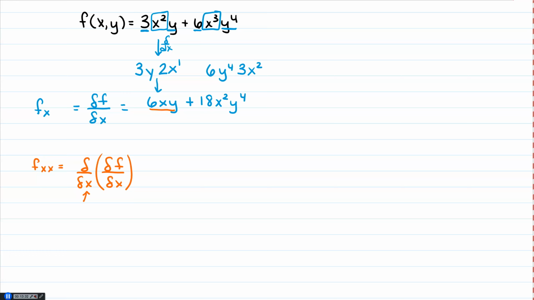So here, in this guy, the 6 and the y are constant, so they stay out front. And then I'll take the derivative of x, which is 1. And then for this next one, the 18 and the y to the fourth are constant, and I'll just take the derivative of x squared, which is 2x. So just to clean that up, I'd have 6y plus 36xy to the fourth. And this would be f sub xx, or the partial derivative with respect to x and then with respect to x again.